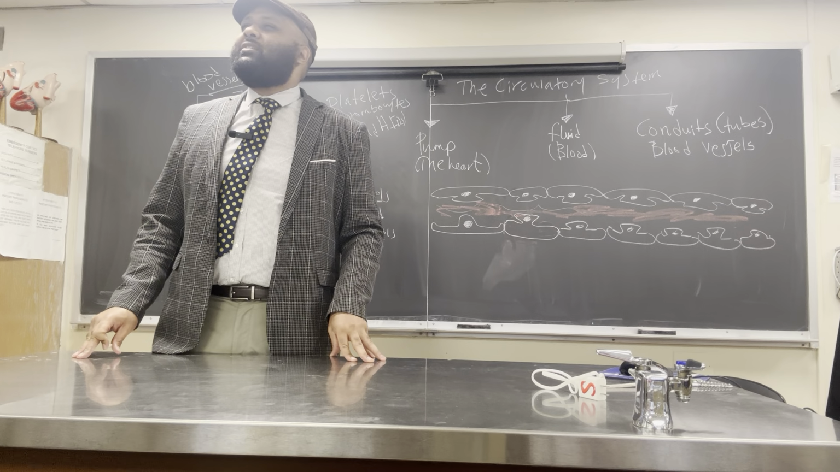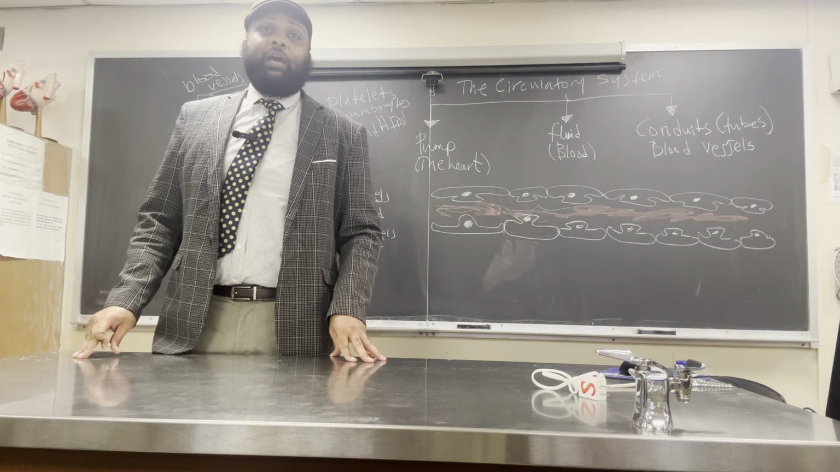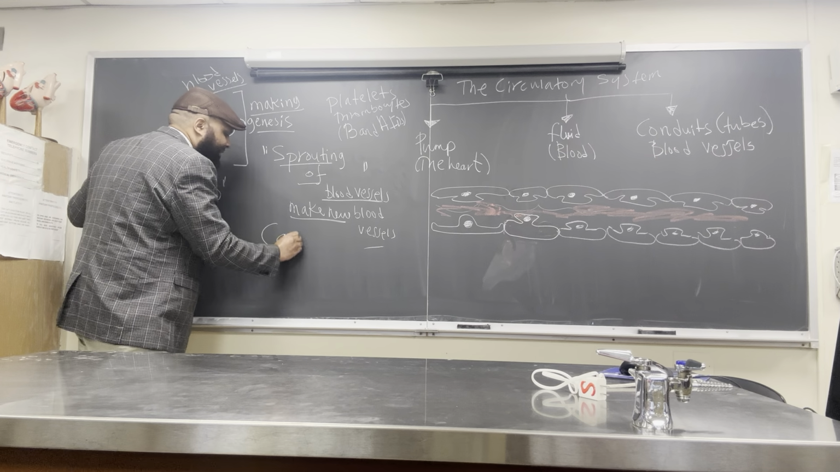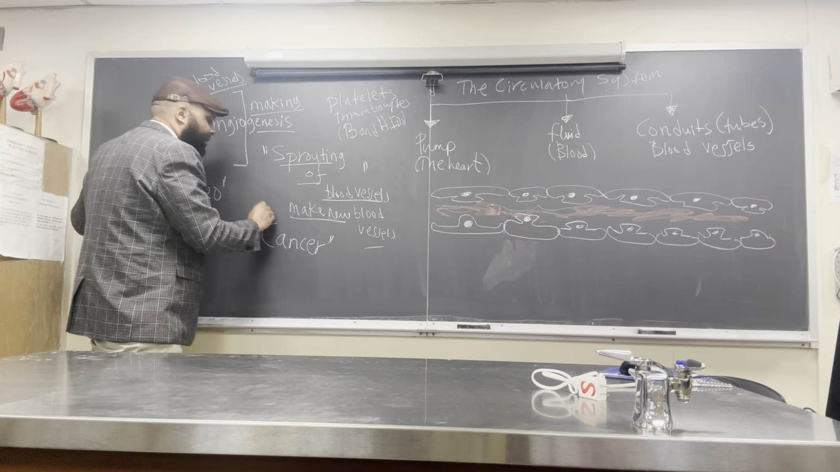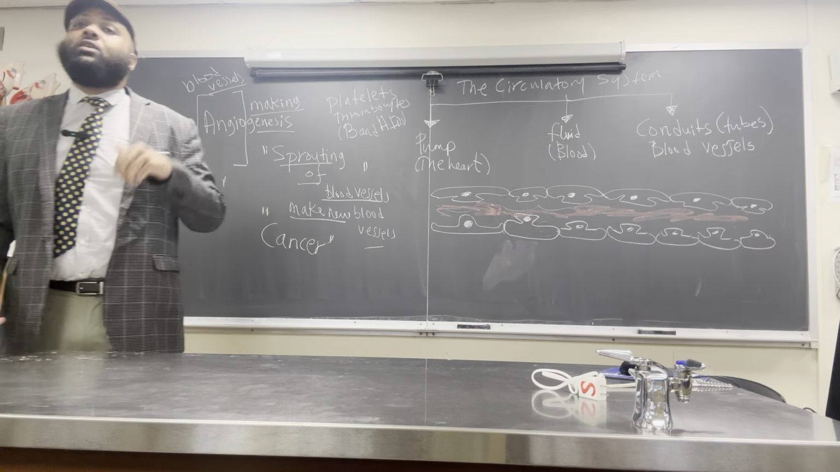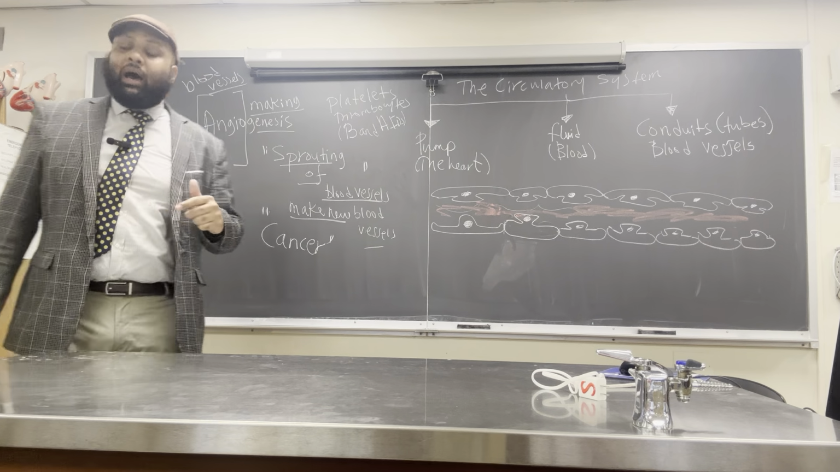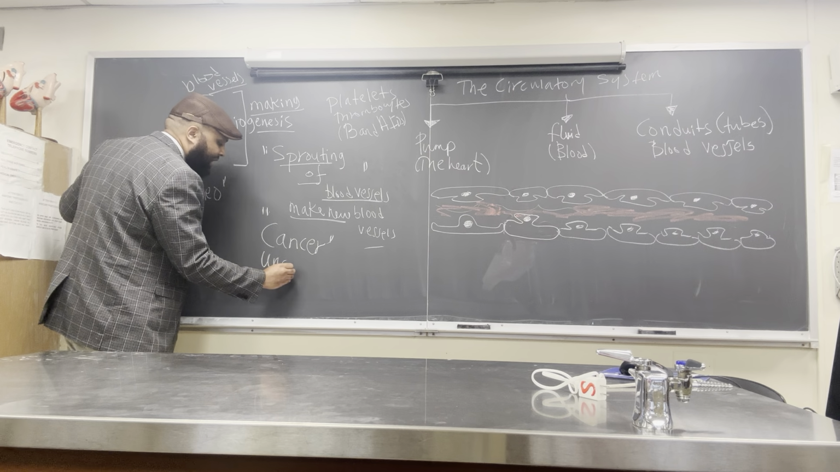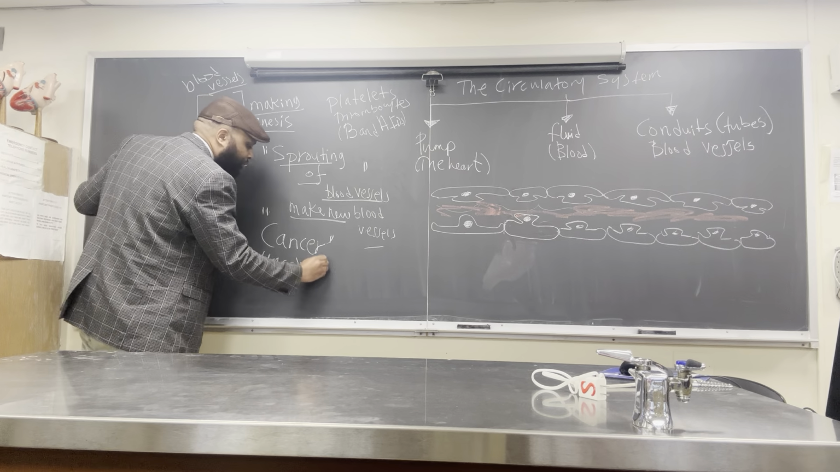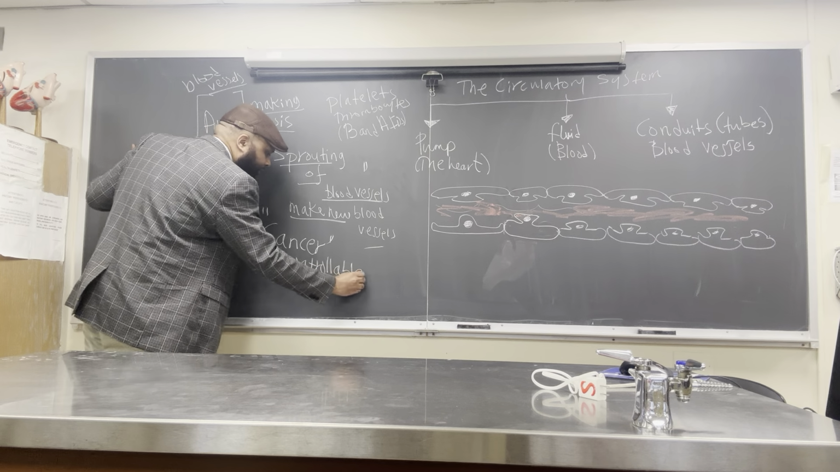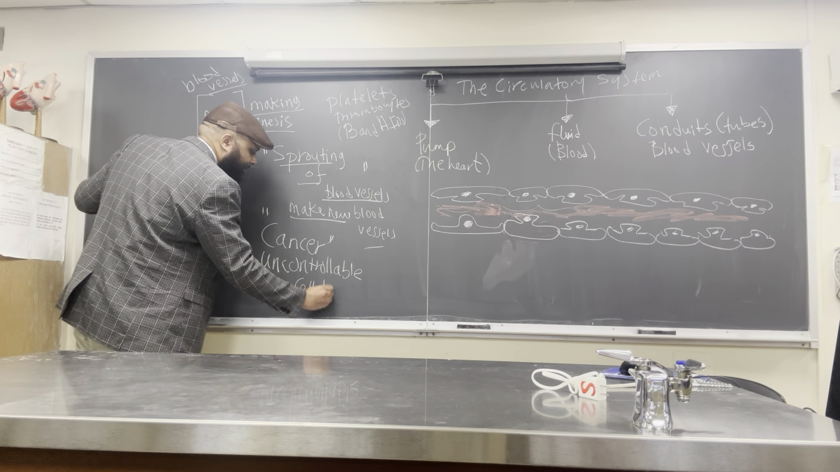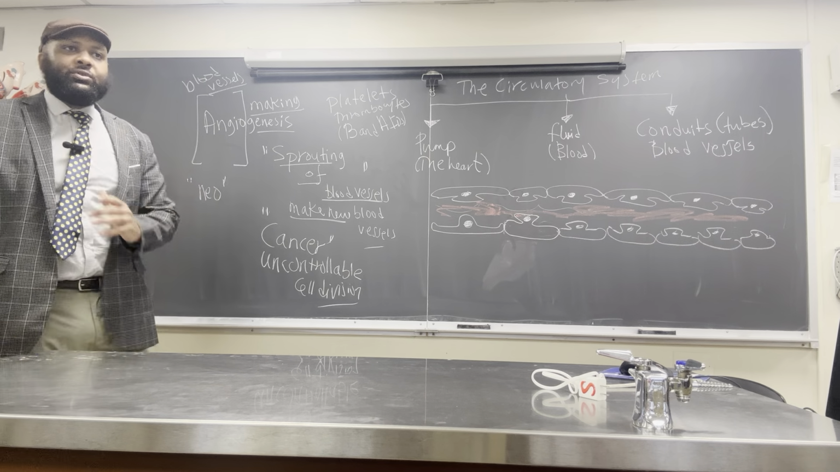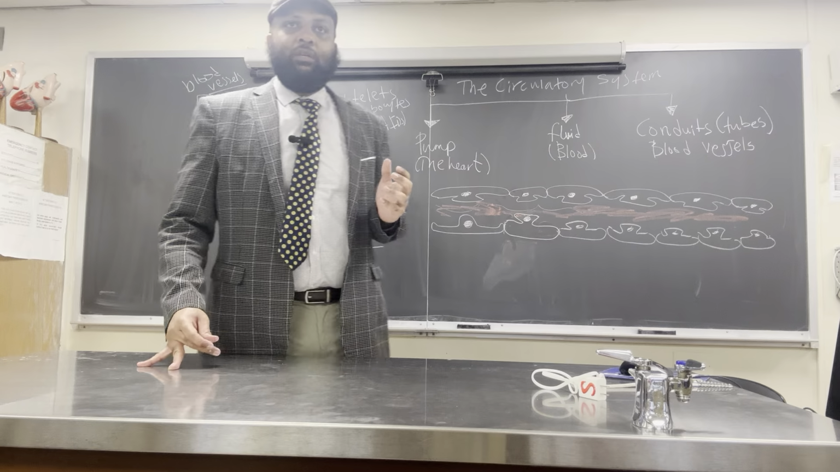What is angiogenesis? Yeah, so the making of new blood vessels. Now, cancer is excellent at that, because cancer is uncontrollable cell division. Many cells. What is cancer? Cancer is uncontrollable cell division. Now, these new cells that are made in cancer, they are cells.